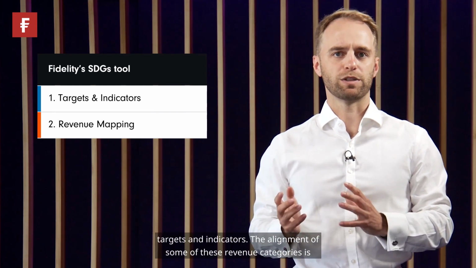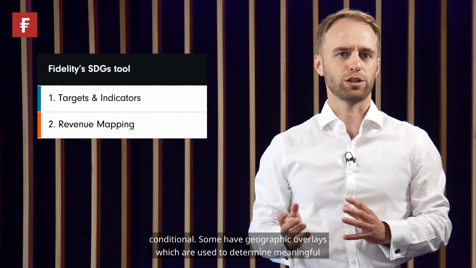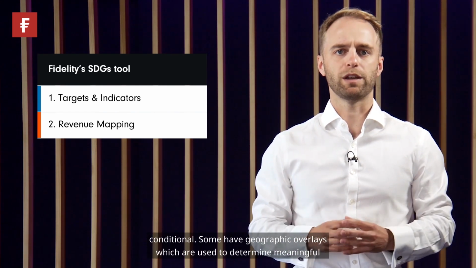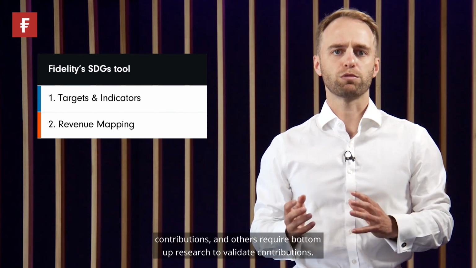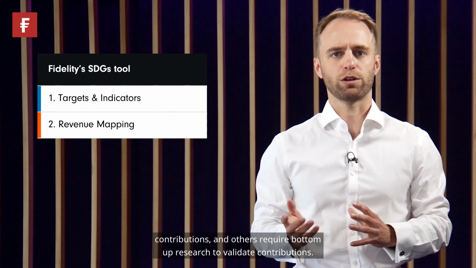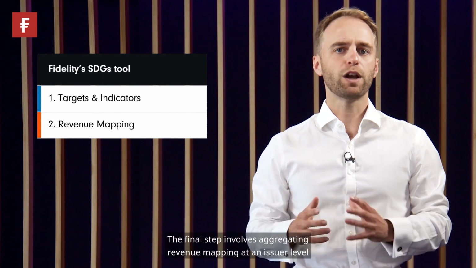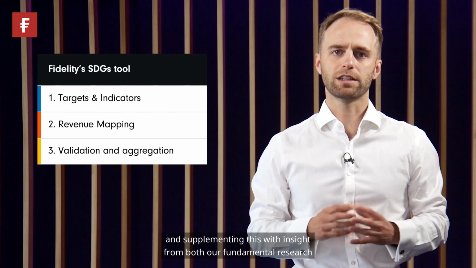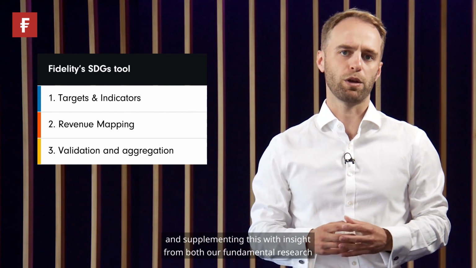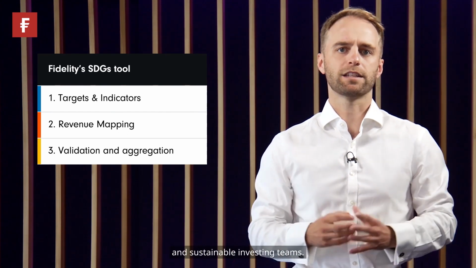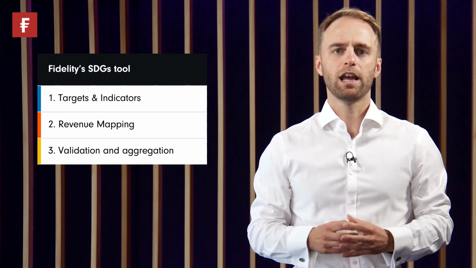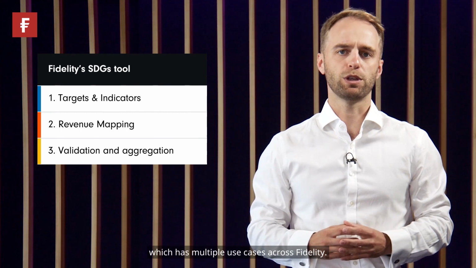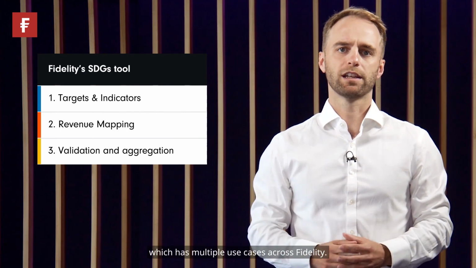The alignment of some of these revenue categories is conditional. Some have geographic overlays which are used to determine meaningful contributions, and others require bottom-up research to validate contributions. The final step involves aggregating revenue mapping at an issuer level and supplementing this with insight from both our fundamental research and sustainable investing teams. The output is a percentage number for each issuer, which has multiple use cases across Fidelity.